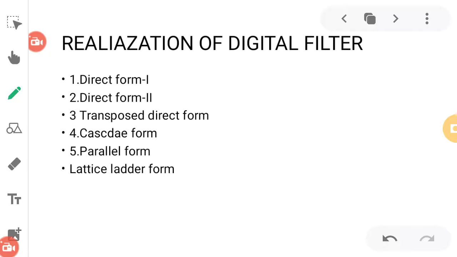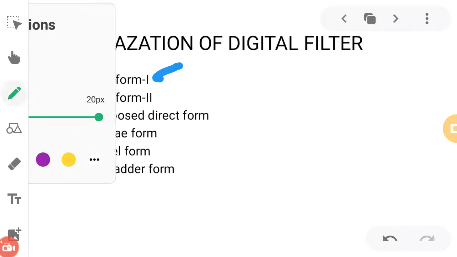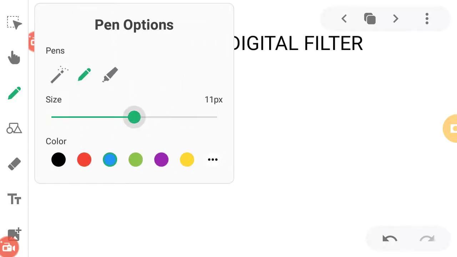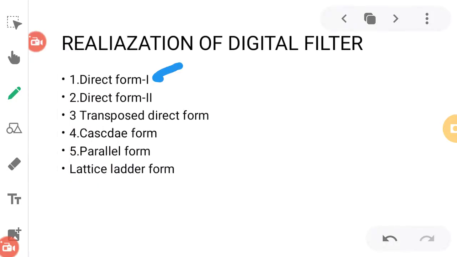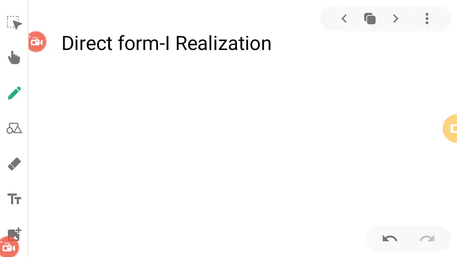And to realize the IIR filter, we have the following methods. First one is direct form 1, second one is direct form 2, and third one is the transposed form filter, and next is the cascade form filter, then the parallel form filter, and the lattice ladder filter. And we will see one by one. The first one is the direct form filter.